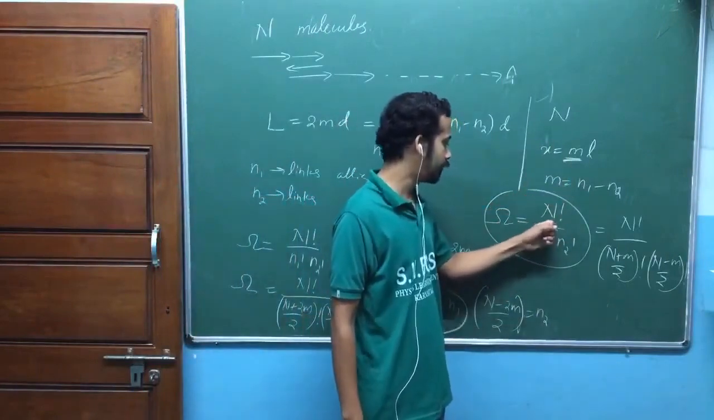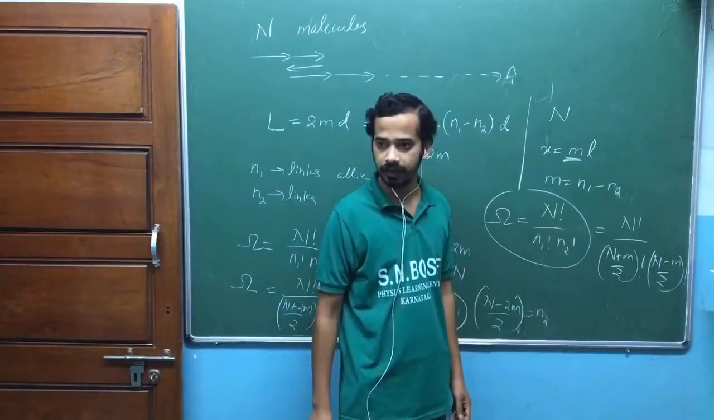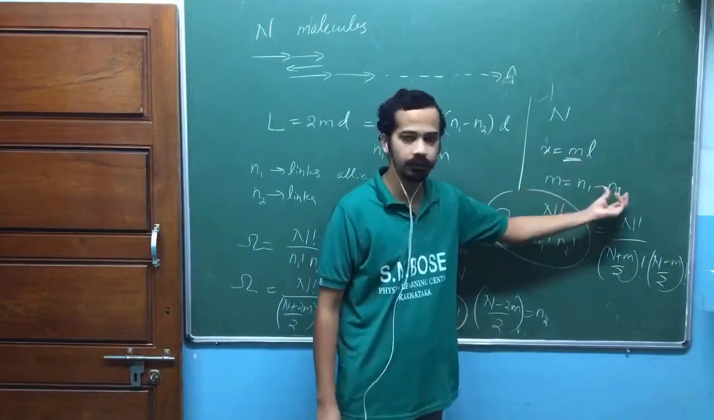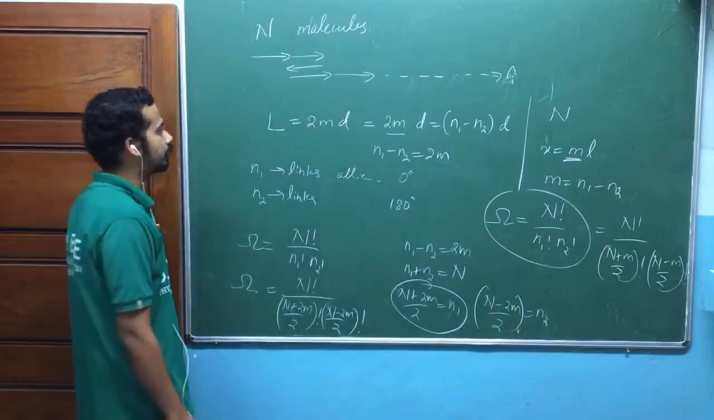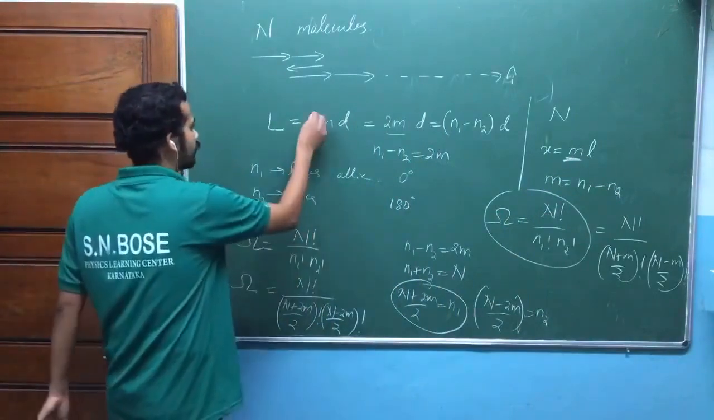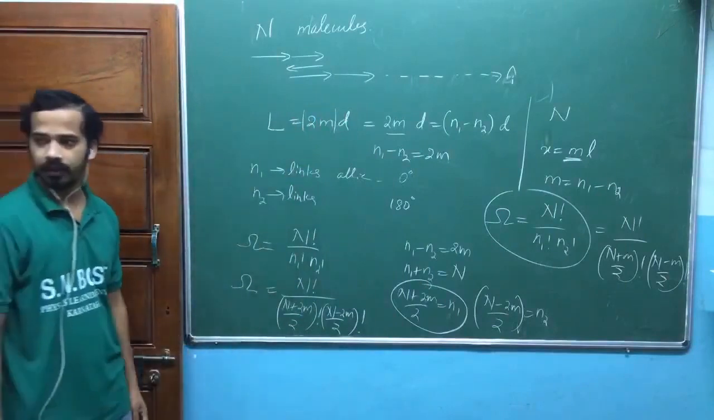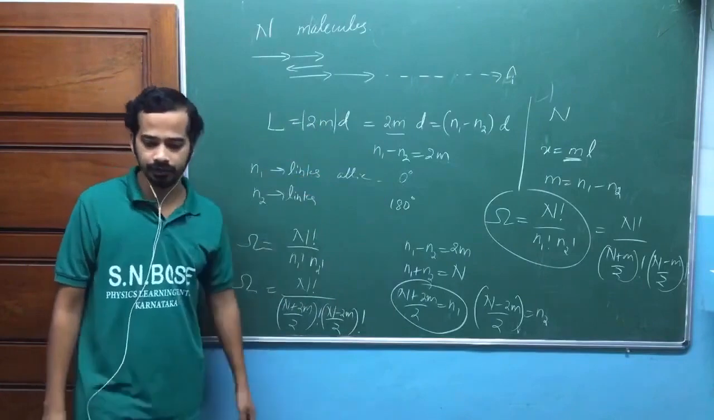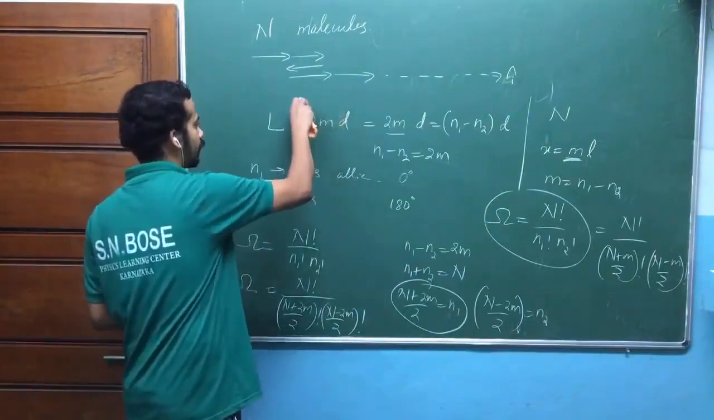Again, you have n factorial divided by n1 factorial. Again, this much possible way. This can be negative also, am I right? M can be negative also. But here we are talking about, look at here, I better put mod here. Either it can be n1 minus n2 or n2 minus n1. Is that okay? So now look at here.